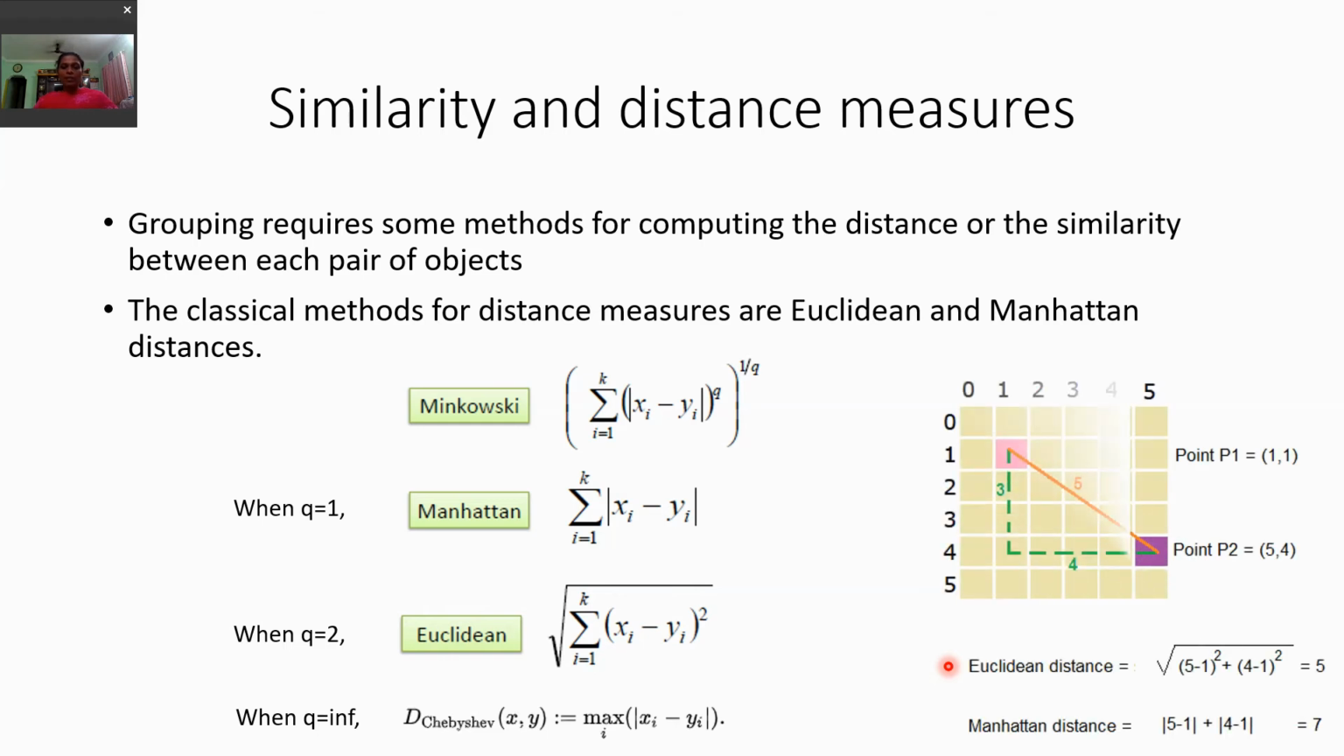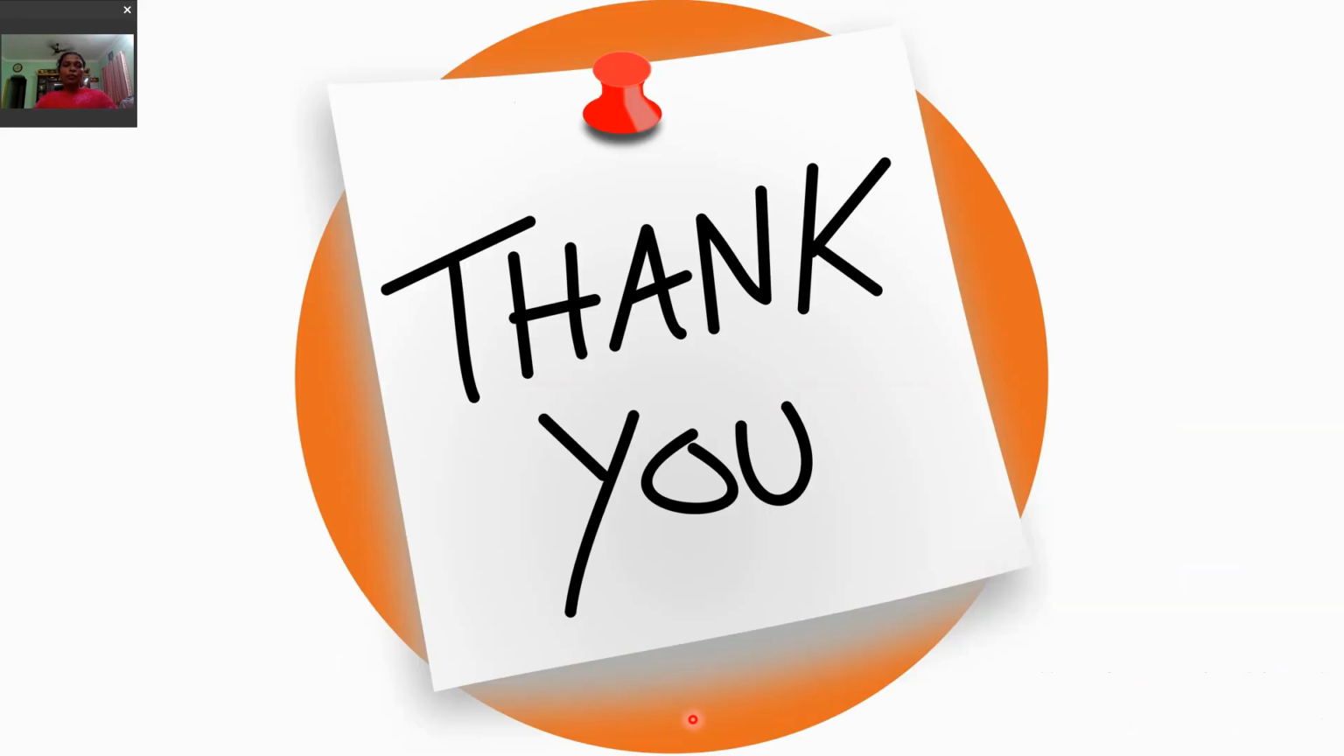So now we'll consider one example. Here two points are given, point P1 and point P2. According to the Euclidean distance, the distance between the two points is calculated by the square root of (x1 minus y1) the whole square plus (x2 minus y2) the whole square. That value leads to 5. When considered with the Manhattan distance, which is nothing but modulus of x1 minus y1 plus modulus of x2 minus y2, it will yield the result of 7. But basically in all the clustering algorithms, Euclidean distance is used as the similarity measure. Thank you for your attention.